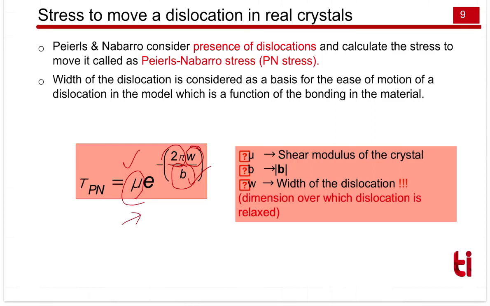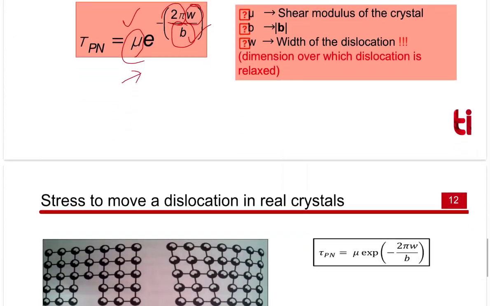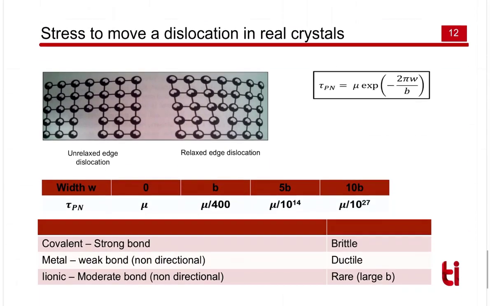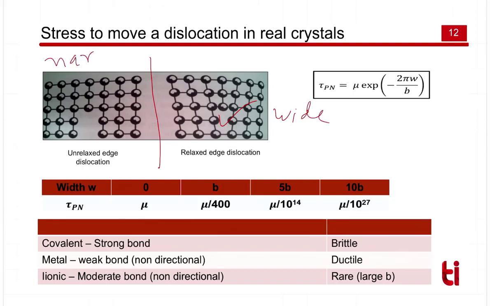Now what is the width of dislocation? That is very, very important. To make you understand the width of dislocation, let's consider two kinds of dislocations. One is the relaxed dislocation and another is the unrelaxed dislocation. You can say this is a wider dislocation, wide dislocation. This one we call narrow. This is also called stiff.